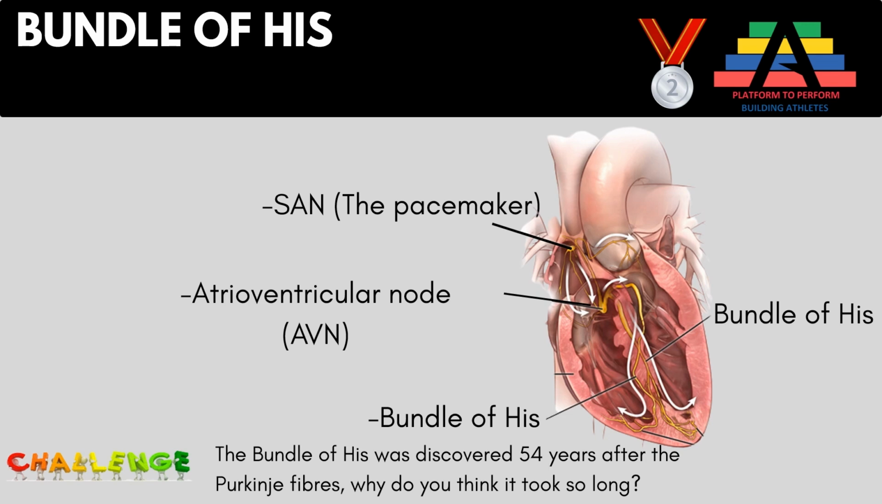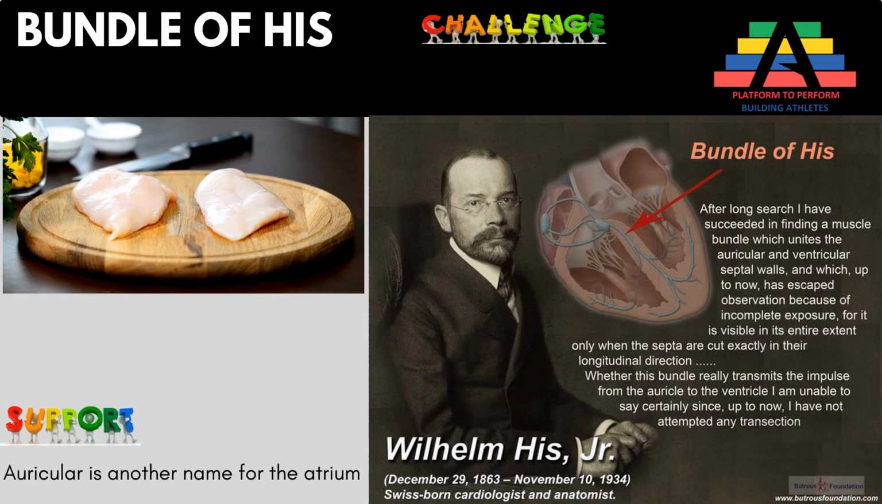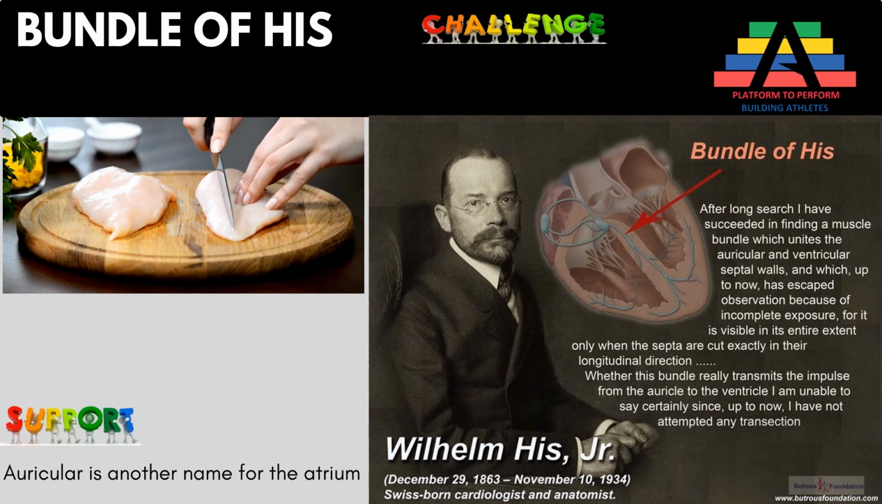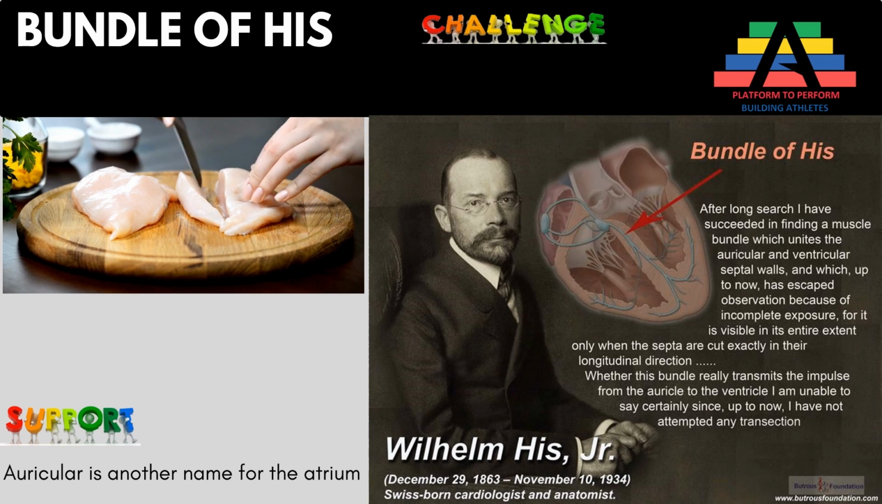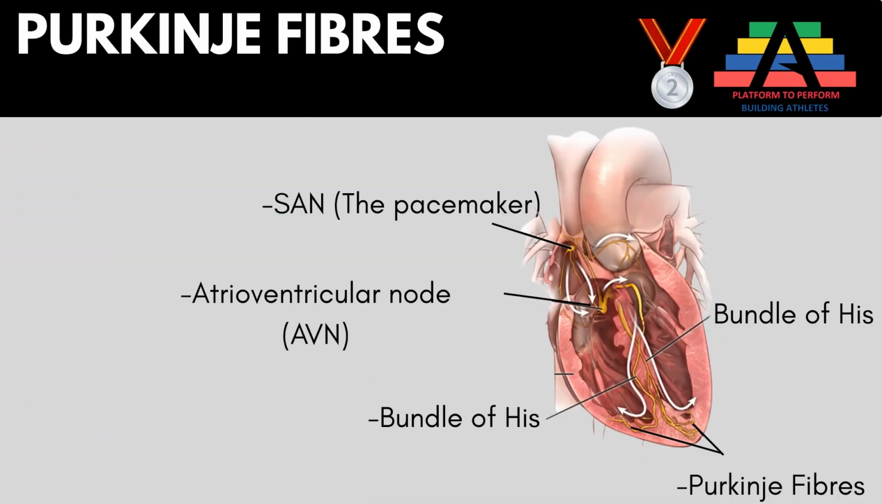And this guy's name was William His Jr. Now, what was interesting is he was the first person to cut through the middle of the heart, the septum, to discover this bundle of His. So something I found out when I was looking into this topic is that the bundle of His was discovered 54 years after the Purkinje Fibres. Now, this was because no one had looked at the heart and thought, let's cut right through the thick septum in the middle. Now, the next thing is the Purkinje Fibres, also named after the scientist who discovered them.